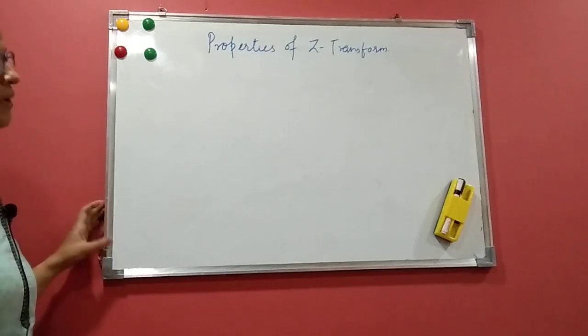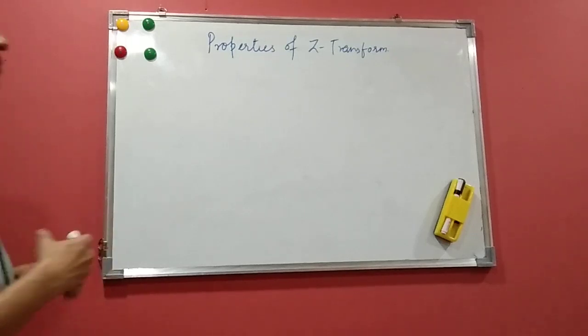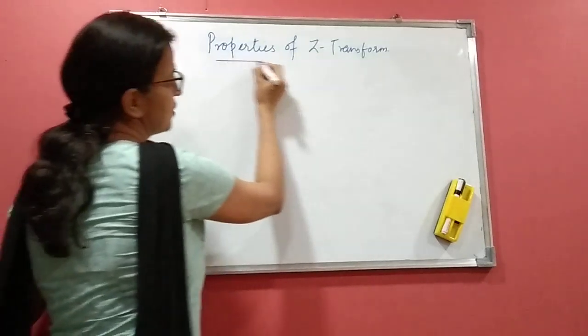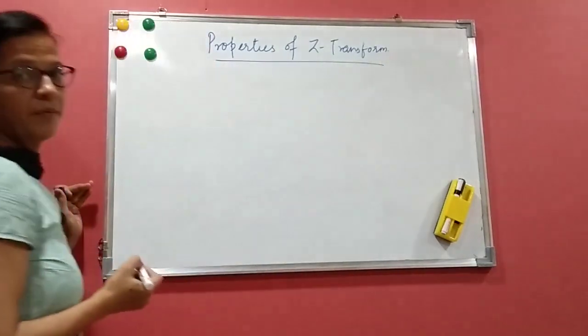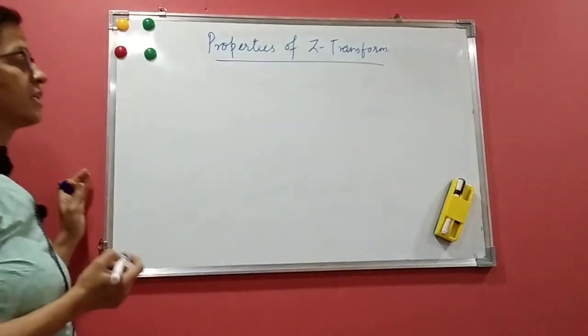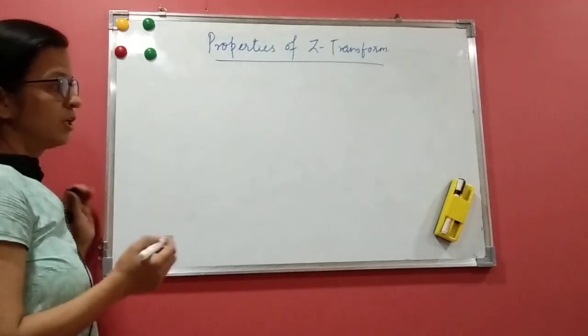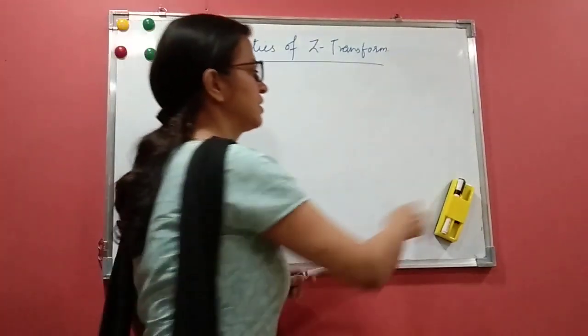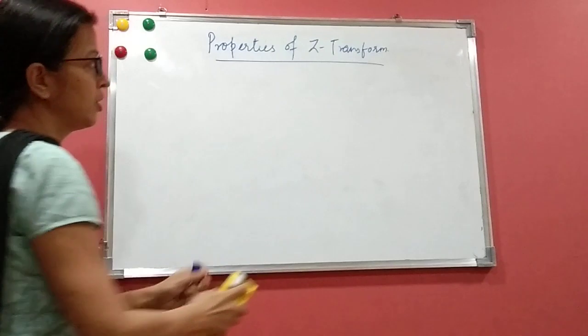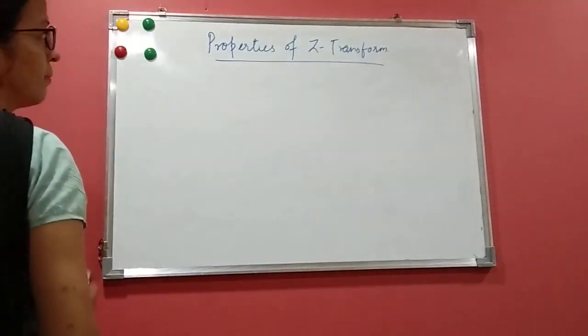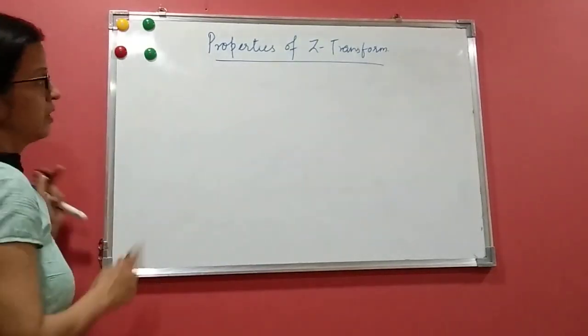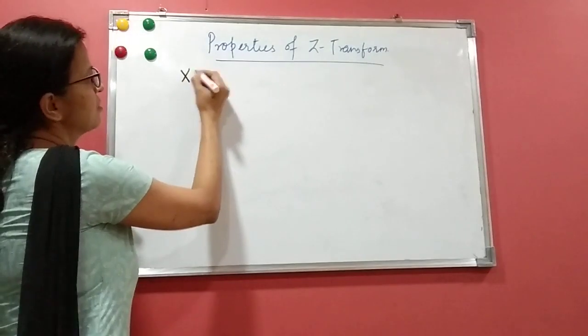So today the topic is properties of Z transform. We have seen what is the definition of Z transform and what is ROC. So we know now what is Z transform and what is region of convergence. Now we'll look into the properties of Z transform so that we can use these properties to solve the complex problems of Z transform. So again I'll tell you the definition once again.